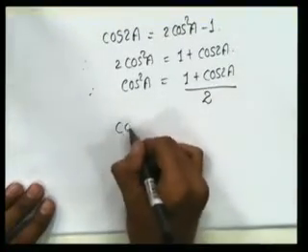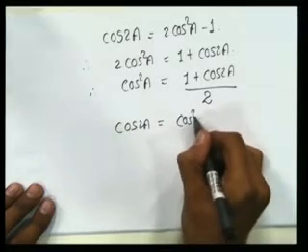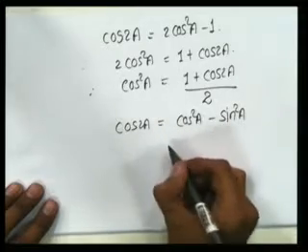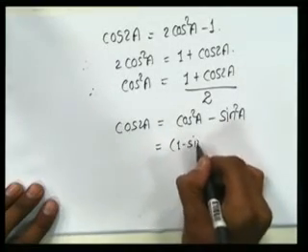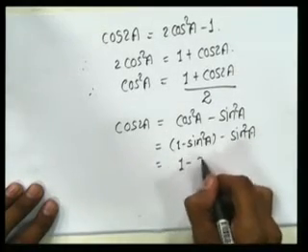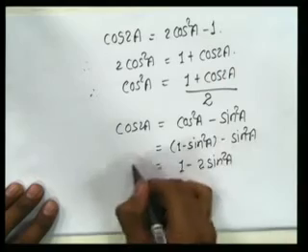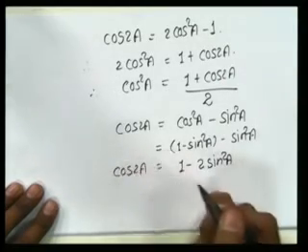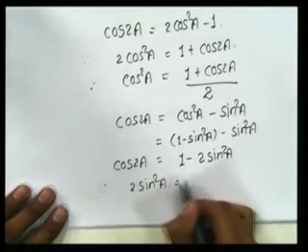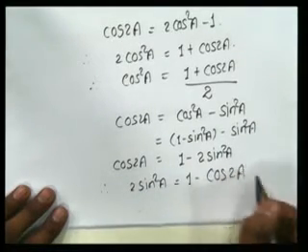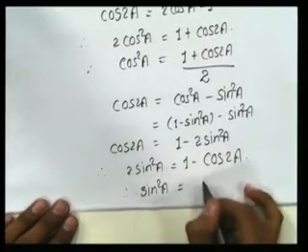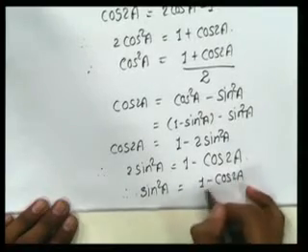And cos 2A, the formula is cos² A − sin² A. Now replace in terms of sin. So cos² A we can replace by 1 − sin² A, minus sin² A, that is 1 − 2 sin² A equal to cos 2A. So 2 sin² A equal to 1 − cos 2A. So sin² A equal to (1 − cos 2A) by 2.